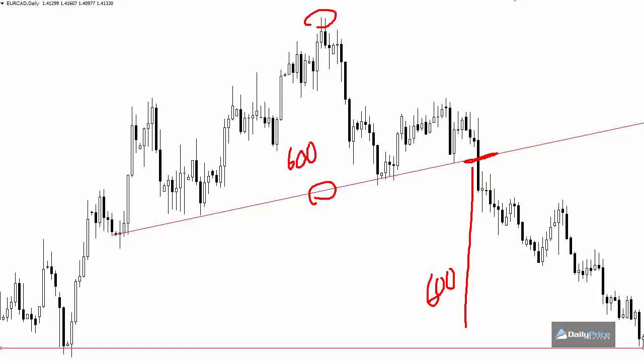I hope this video has helped you better understand the head and shoulders pattern. It's a great reversal pattern that's often found at the top of a market, and it can really produce some explosive moves. So I hope this video has helped, guys.